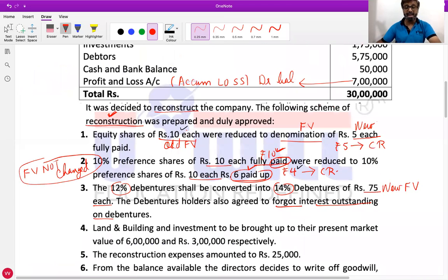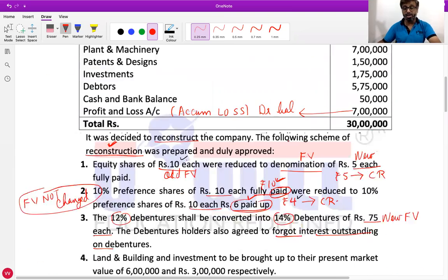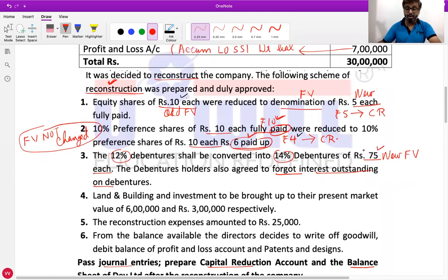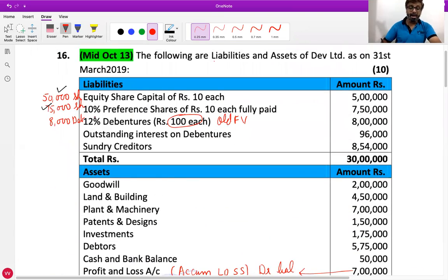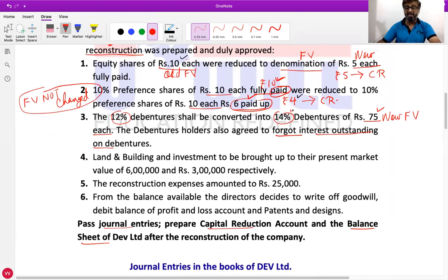So here also the face value is changing, because you all can see in the balance sheet the old face value is 100 and now it is being reduced to 75, which means 75 is the new face value. Also, earlier the company was giving 12% interest. Now the company will be giving 14% interest. So the rate of interest is also changing. So what journal entry will we pass for this?